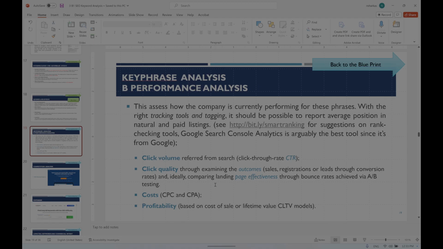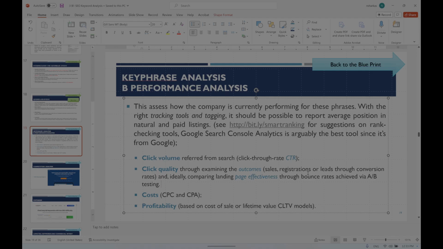We would like to see, for example, not only the click volume, but also, in some tools, the click-through rate. Also, we want to see the click quality, of course. This is the performance analysis, and we usually get it from Google Analytics. So we want to see the click quality. What is the outcome? Conversions and engagement also. I'm going to add here engagement.